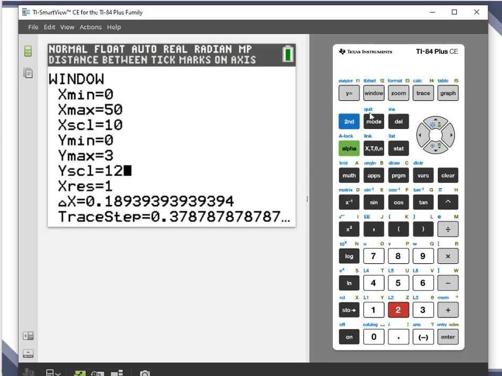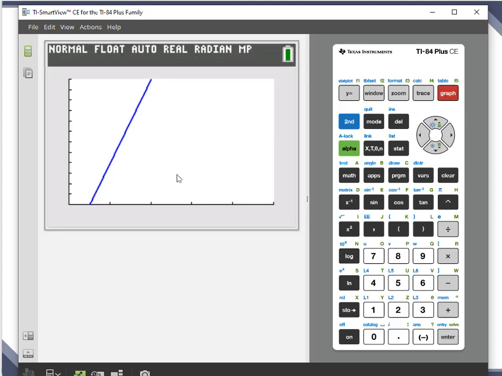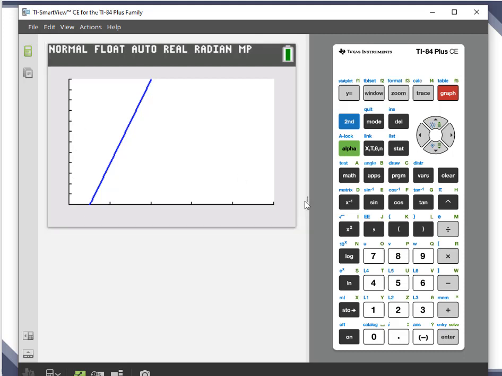And so what this means then is when I go to graph something and I have a value in here, this is the distance between tick marks. And since I'm only going up to 3 here, I want my distance to be a decimal. So my distance is a quarter of a unit between each one. So now when I go to graph, I see my function. Here are my x values of 10, 20, 30, 40, 50. Here are my y values of 0.25, 0.50, 0.75, 1, 1.25, 1.5, 1.75, and so on.